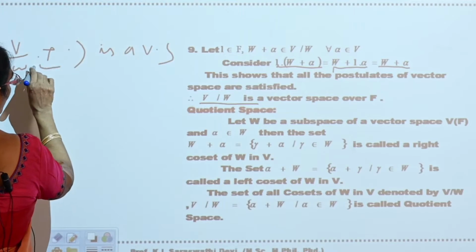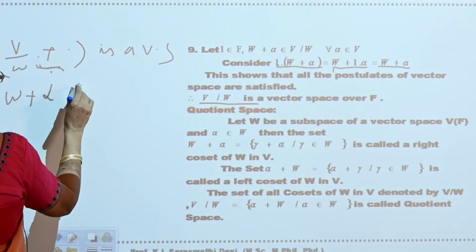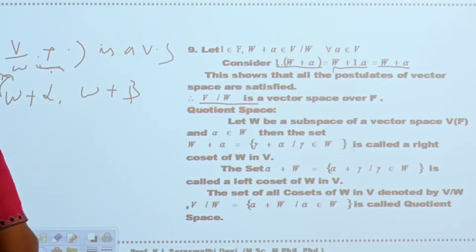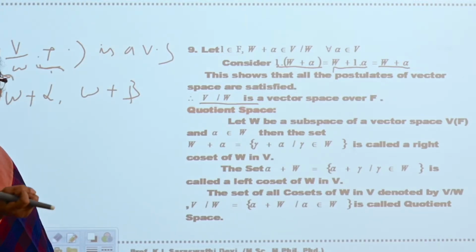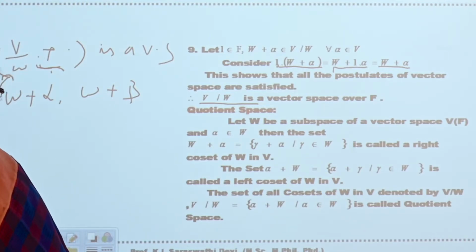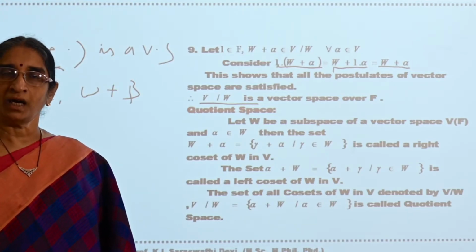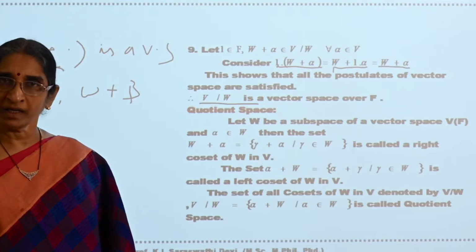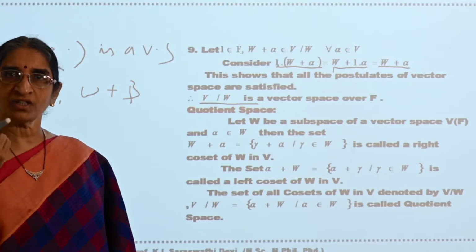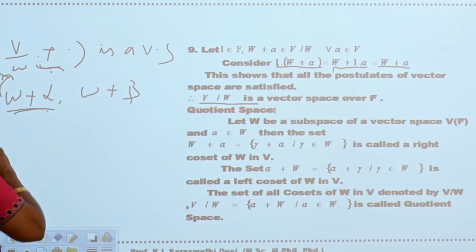What is this plus? Vector addition. Here what are the vectors? The vectors are cosets, W + α, W + β. These are the elements of V/W. V/W is the set of all cosets. So here in this vector space, the vector is a coset. Now see the beauty. In vector spaces, you can see an ordered triple as a vector, an ordered n-tuple as a vector, an ordered pair as a vector, or a matrix is a vector, or a continuous function is a vector. Like that, here the coset is a vector.